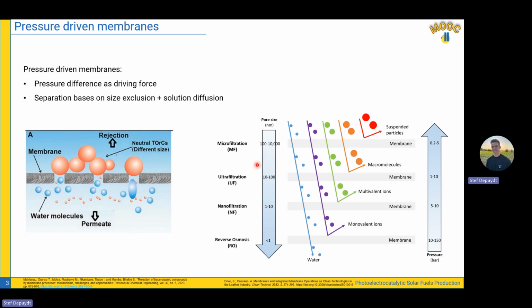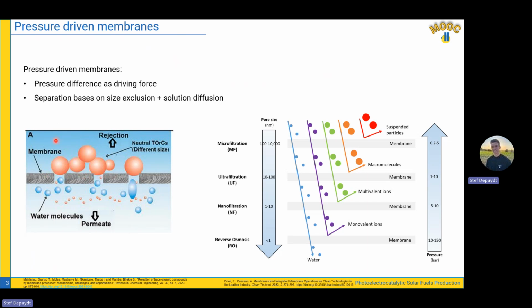that filter out components that are big and are not able to go through the holes of the filter. And that's indeed the mechanism of how the pressure-driven membranes work. With those pressure-driven membranes, we have a pressure difference that's a driving force for the separation. What happens is shown in this scheme.